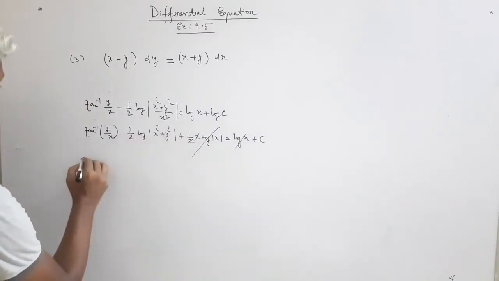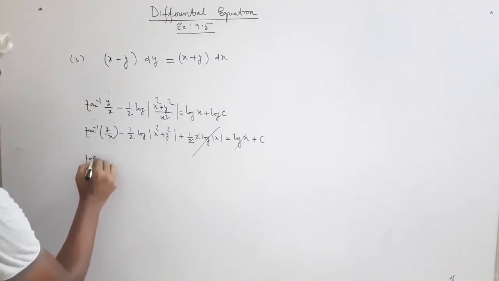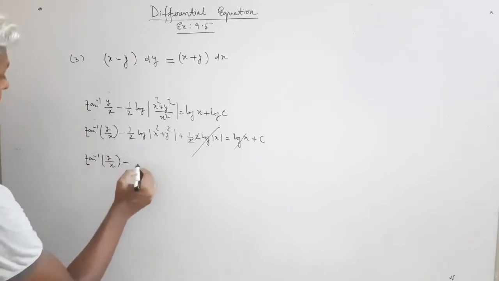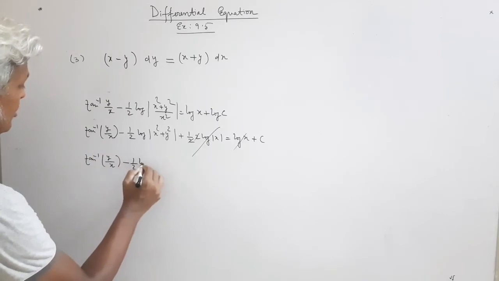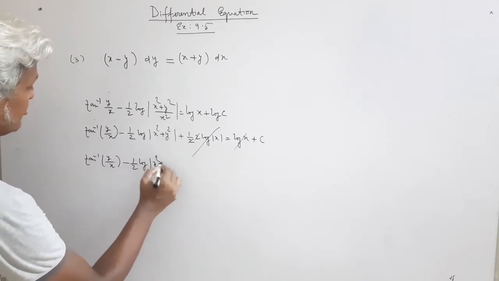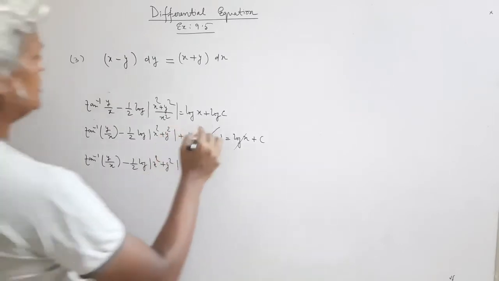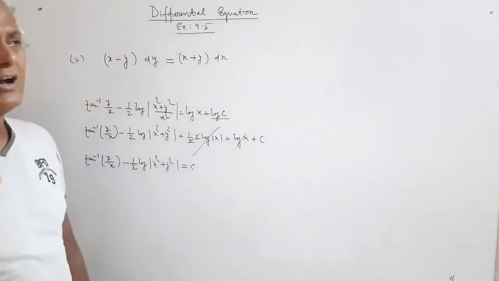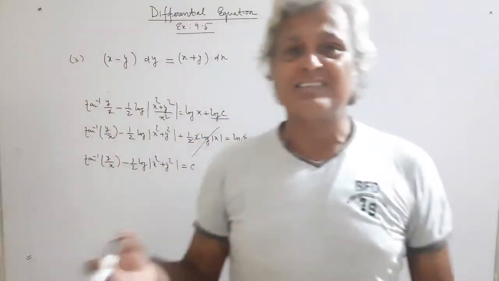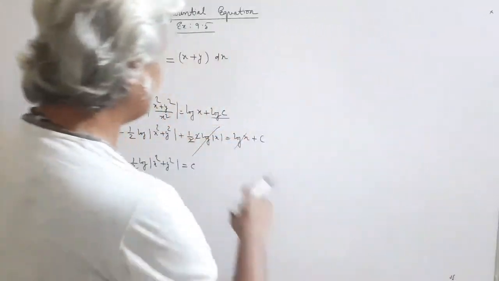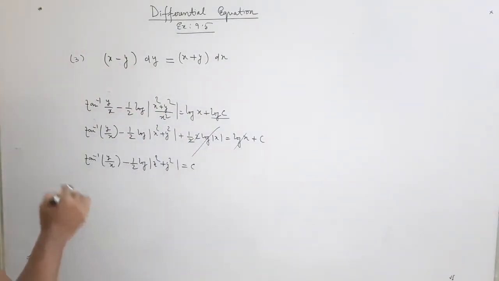So I am getting my answer: y inverse x over y by x minus half log x square plus y square is c. Whether you write log c, sin c, cos c, or e to the power c, it is just a constant. A constant is just a number which does not change, so you can write c as anything you feel like. So this is my answer.